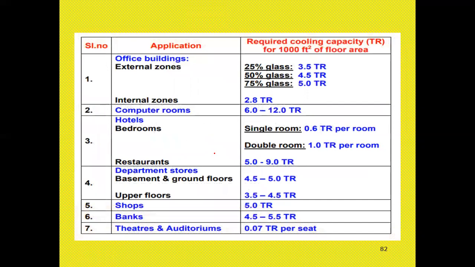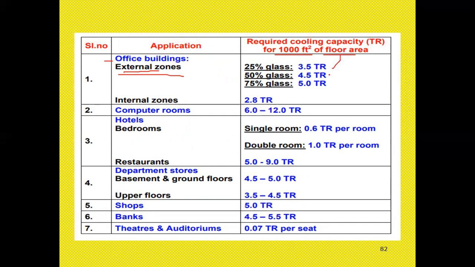Next, if you see the various applications of this thermal energy. So, for the external office buildings, for the external zones, required cooling capacity in tons for 1000 square feet of floor area. So here the external zones for glass, 25% glass is equal to 3.5 tons. So for external zones means for office buildings.